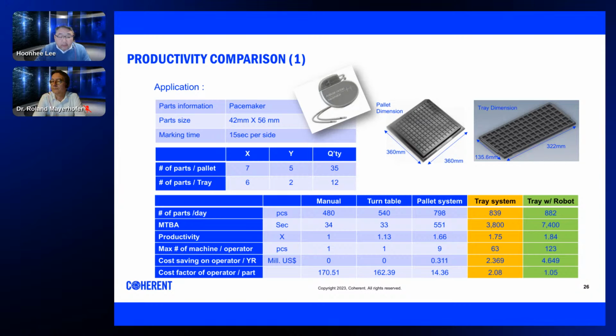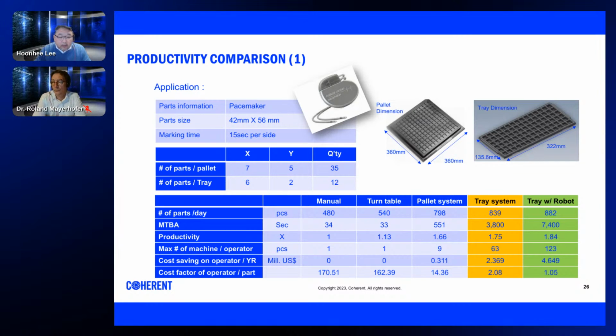When we look at the MTBA line, a pallet system has 551 seconds. Tray loader can have 3,800 seconds, which is close to 7 times better than the pallet type. Also, when it goes to the tray with the robot, it increases to 7,400 seconds, which is 13 times better than the pallet system, as it will eliminate the need for an operator to flip the part.